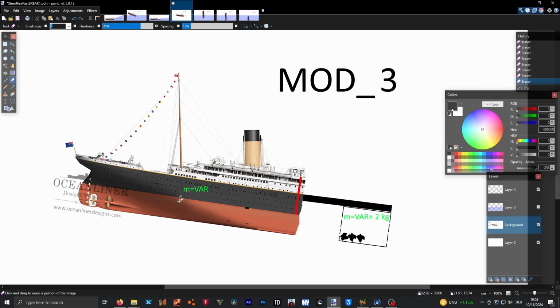Here we have M equals var, and that basically means that the weight of the stern is a variable which I don't currently know. I still have to weigh the stern, so yeah. And we have a canister glued to this lever thing right here. The canister says mass var plus 2 kilos, which basically means the weight inside the canister is gonna weigh 2 kilos more than the stern section.